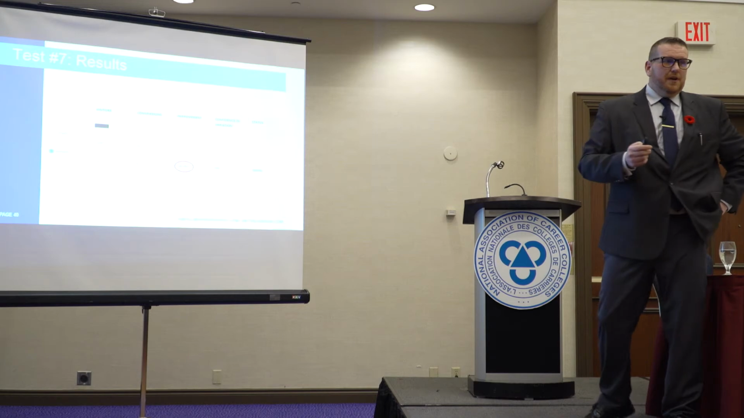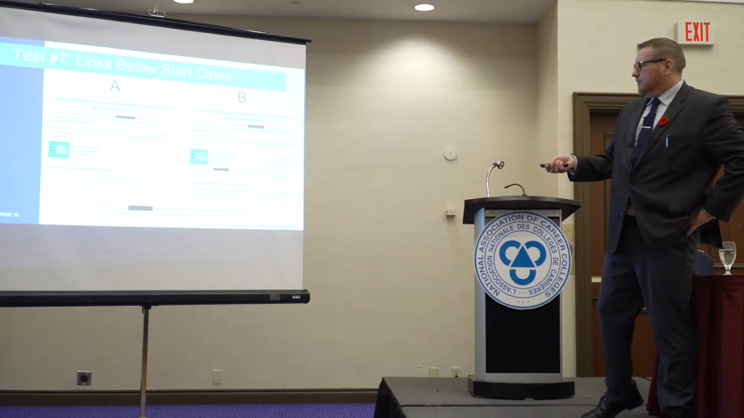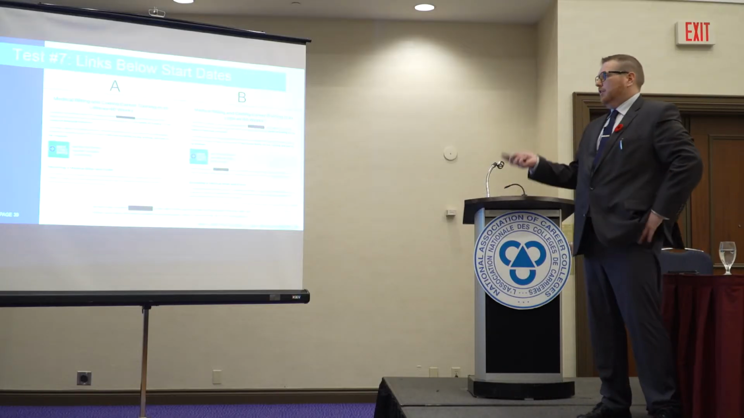So it did win. B won with a 43.95% improvement. We got 99% degree of confidence, so that's pretty good. So at the end of this, again, it's $400,000 in revenue. So for exactly what you said, you brought up call to actions.